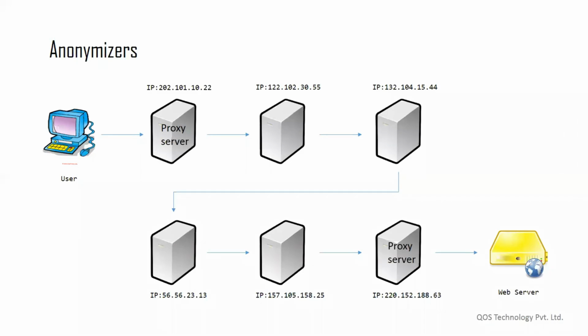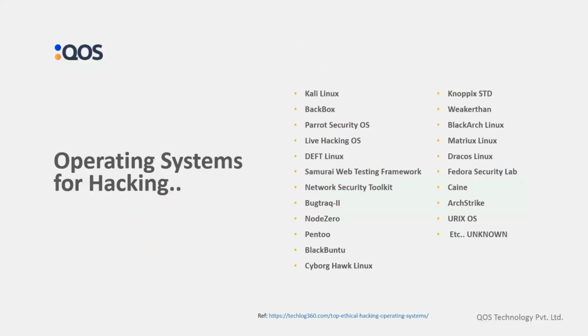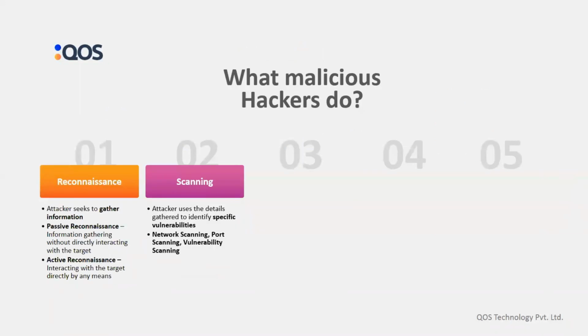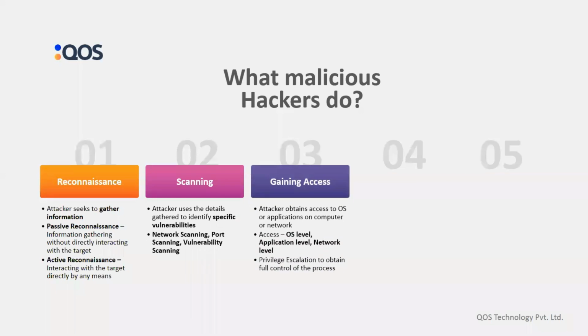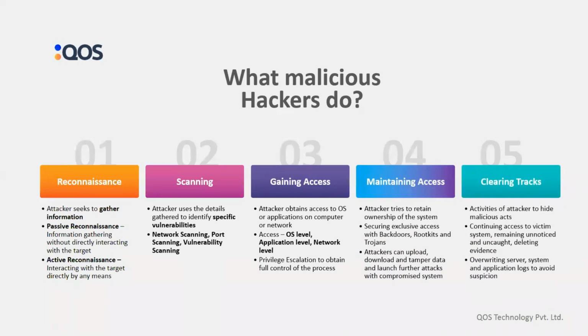Next is being anonymizer, which I'll explain in a later part. So come back to the other phases. First we have understood what is reconnaissance or footprinting and scanning. The next three steps are gaining the access, maintaining the access, and clearing the tracks.